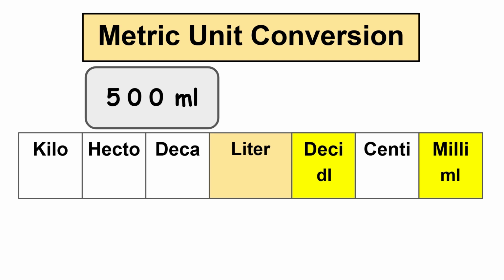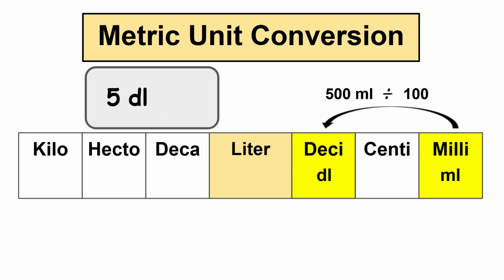Now, as you can see, deci is two spaces to the left of milli, which means that deciliters are 100 times larger than milliliters. And when you're converting from a smaller unit to a larger unit, you need to divide. So in this case, we divide 500 milliliters by 100, which means we simply move the decimal in the number 500 two spaces to the left. Therefore, 500 milliliters is equal to 5 deciliters.